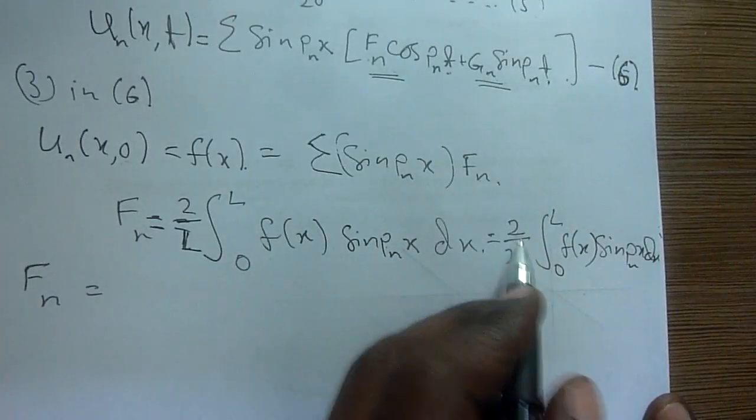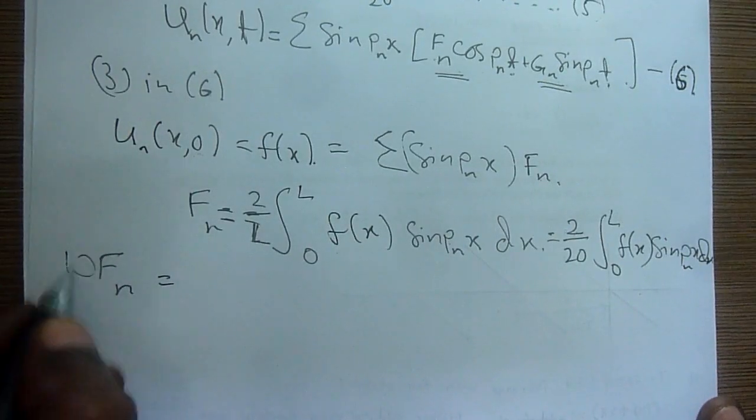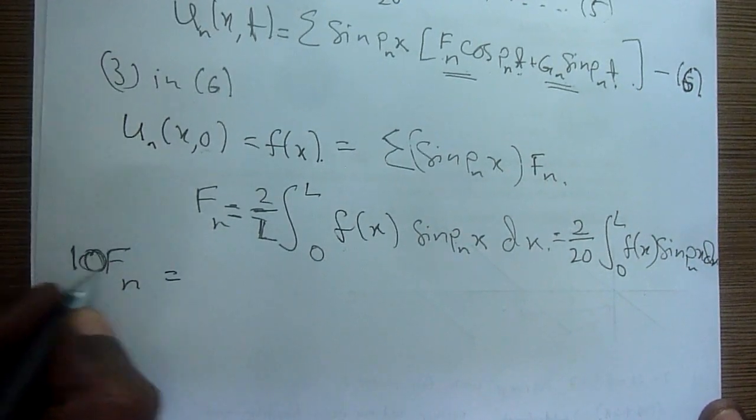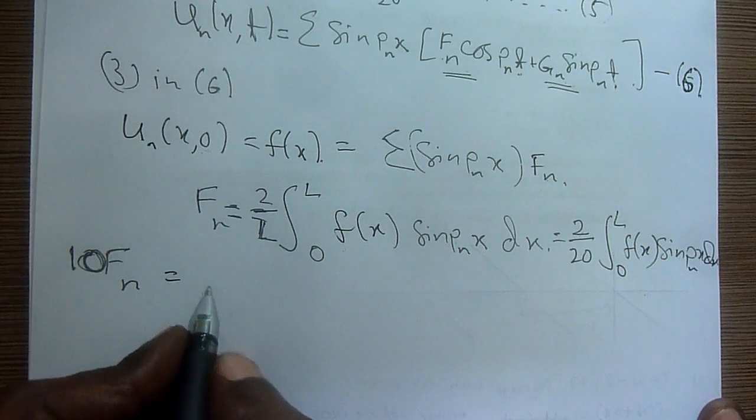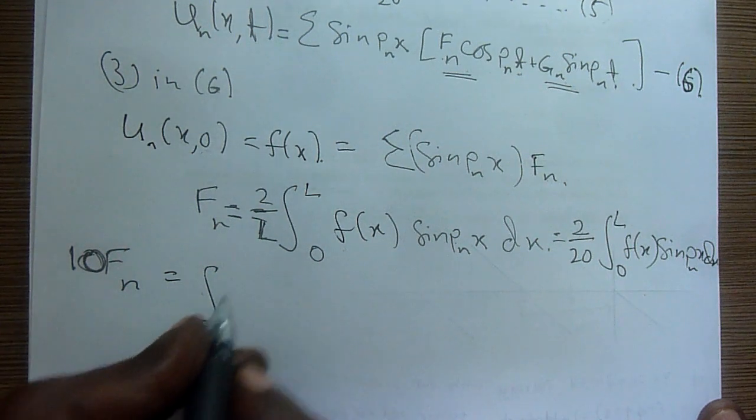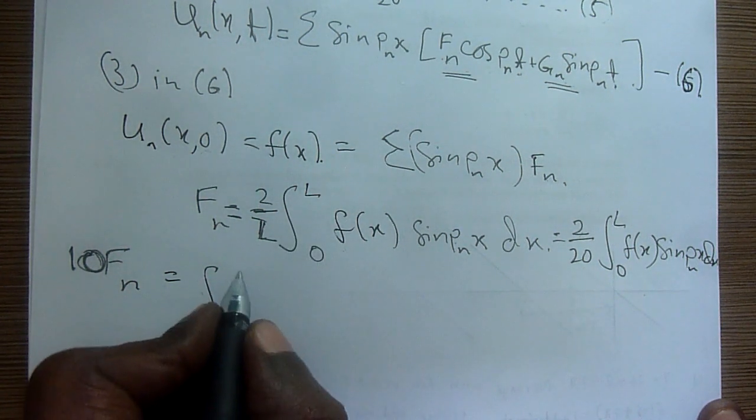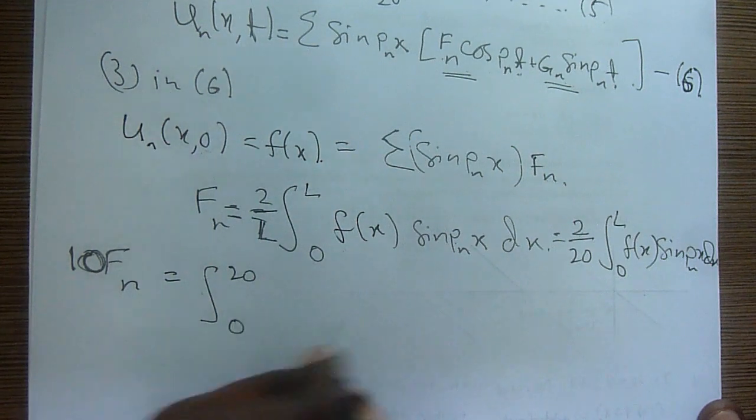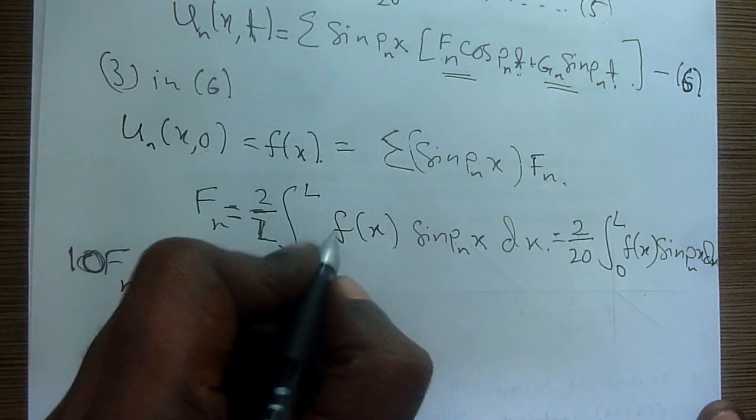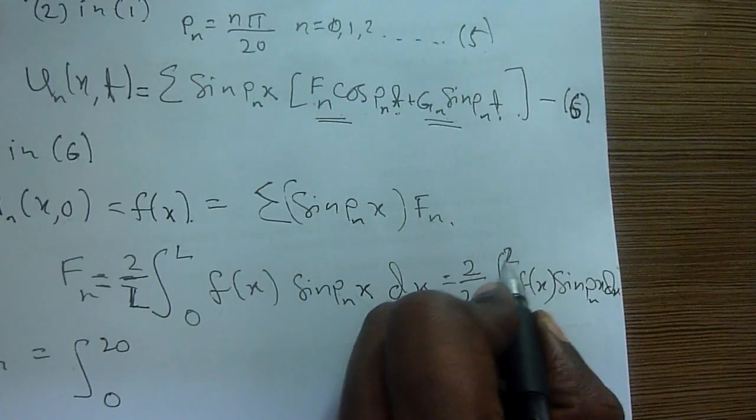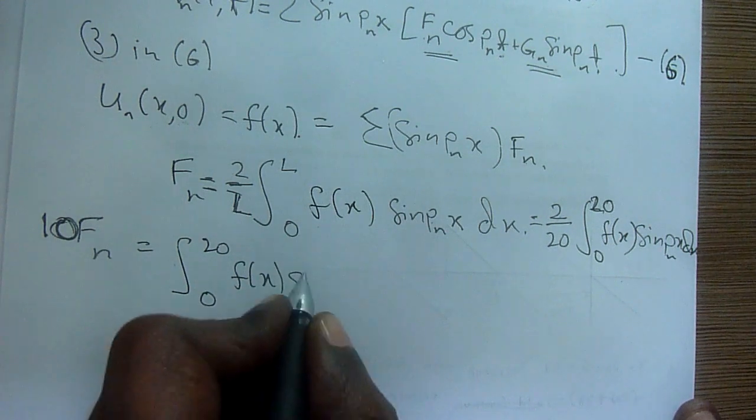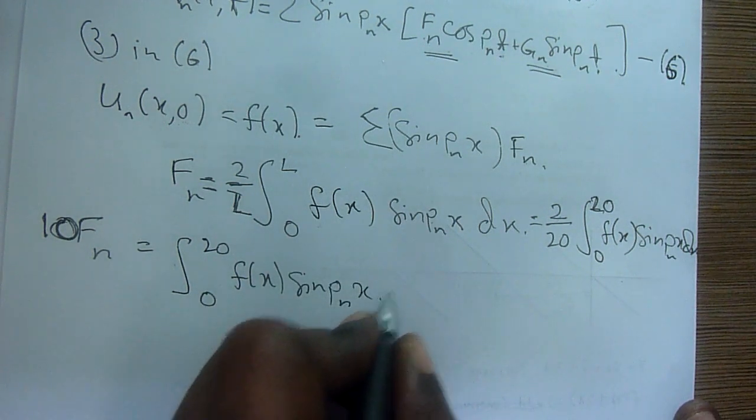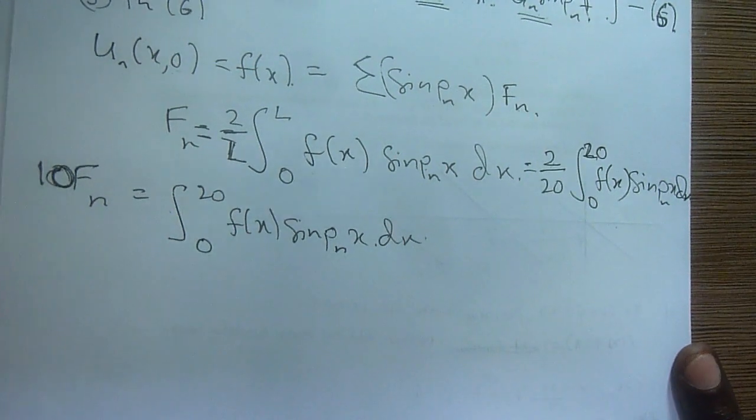Okay, 2 over 20, therefore I just bring this constant here, 1 over 10. I don't want to disturb that. I want you to see that L is 20 here, the upper limit is also 20, and this one is also 20. You will see the equation like that. Do you find it okay?